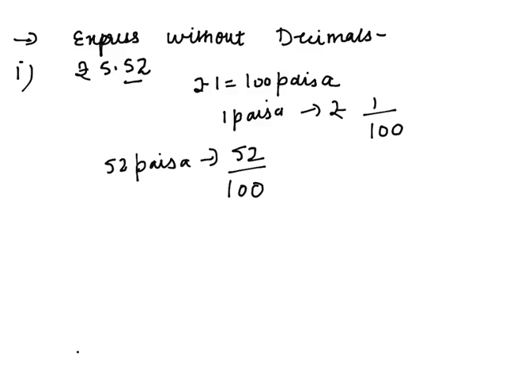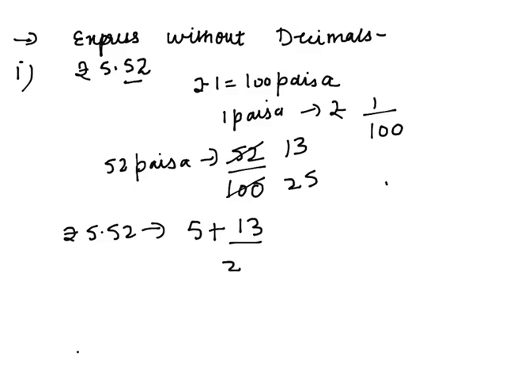Now we can convert it into the lowest form. The common factor for both is 4. So we will get 13 by 25. Now we can write rupees 5.52 as 5 plus 13 by 25. Now we can solve it by taking the LCM. We can add these two numbers.